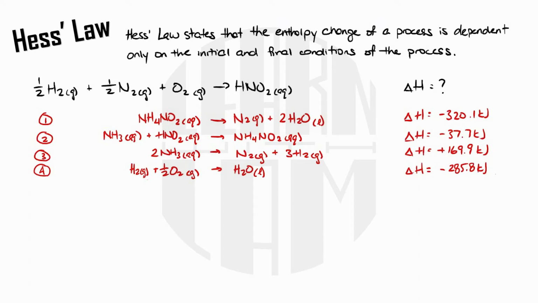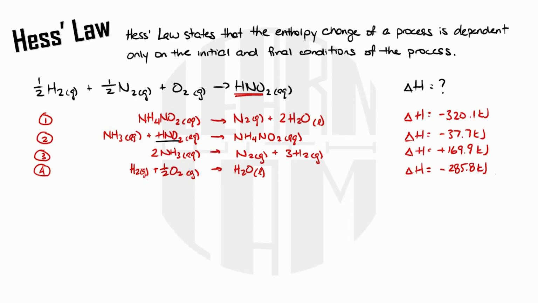Now, the way I like to approach these problems is to identify the substances in my desired reaction that only show up once in the numbered reactions. For example, we have nitrous acid in our products here, and it only shows up once down here in reaction 2. This means that reaction 2 is the only opportunity that we have to put nitrous acid in the correct place with the correct coefficient.